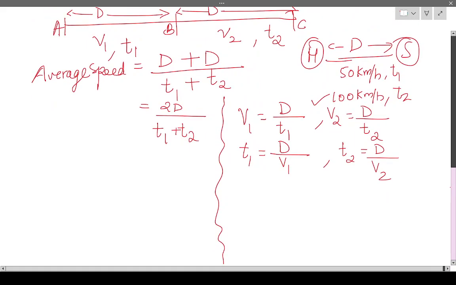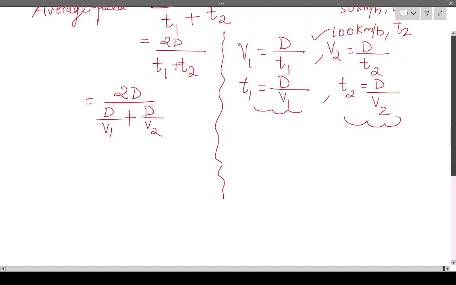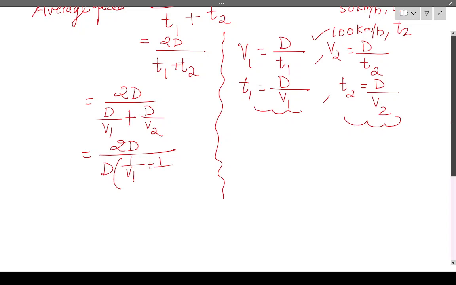Okay, and substitute here. This is 2D by T1. You know T1 is D by V1, so you write it here. T2, you know it is D by V2, that you substitute it here. Then it is 2D by, what is common here? D is common. D you can take it outside. It will become 1 by V1 plus 1 by V2. This cancels, this cancels. This is 2 by (1 by V1 plus 1 by V2). This is equal to V average.